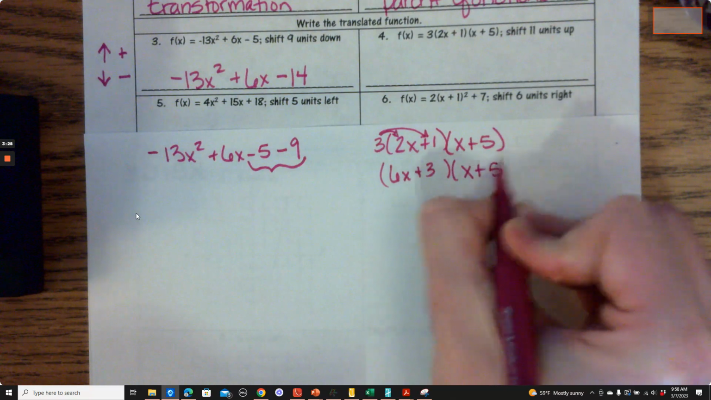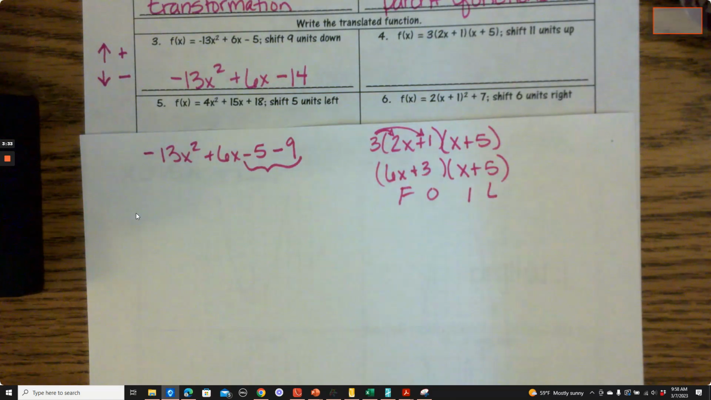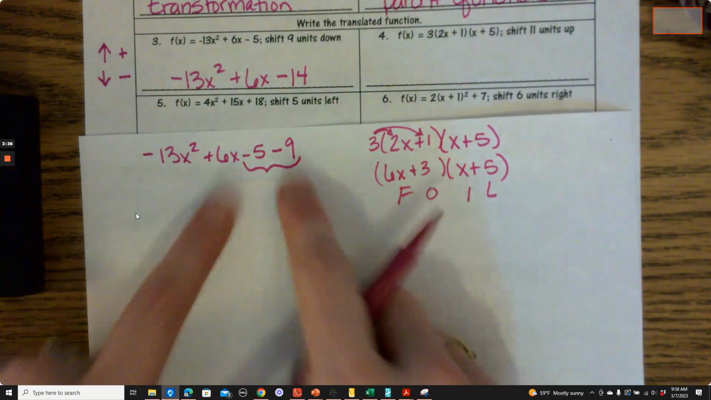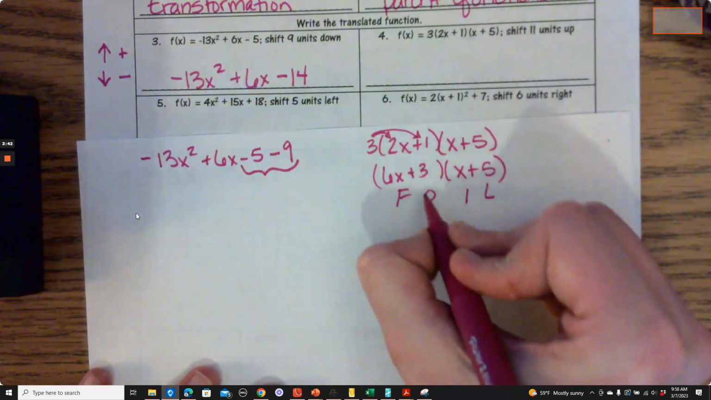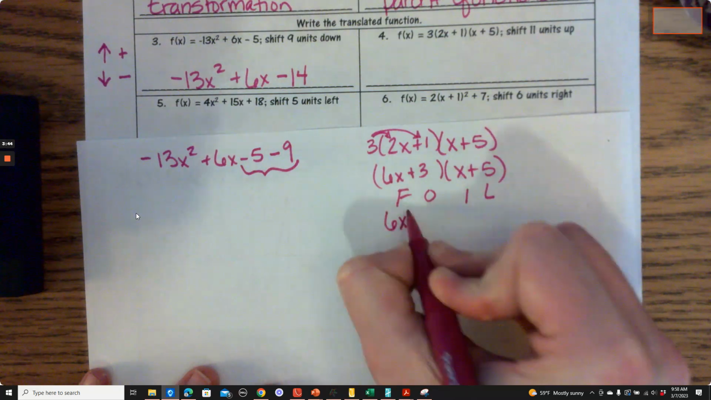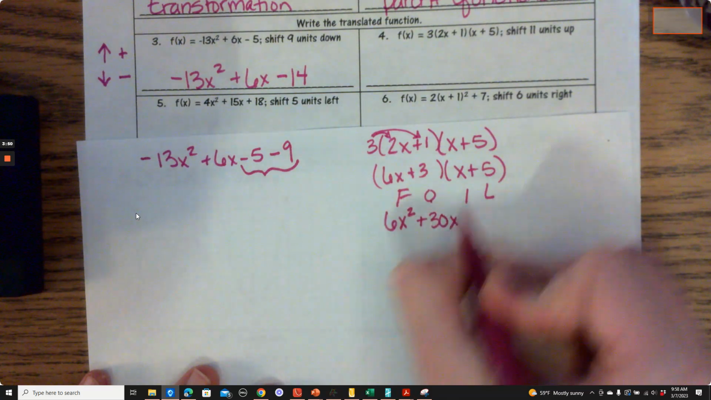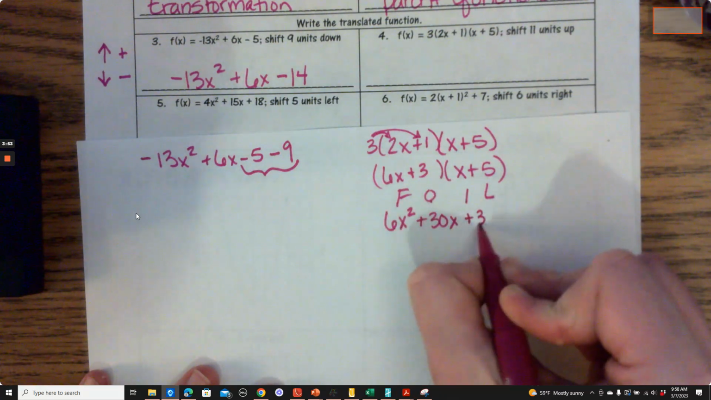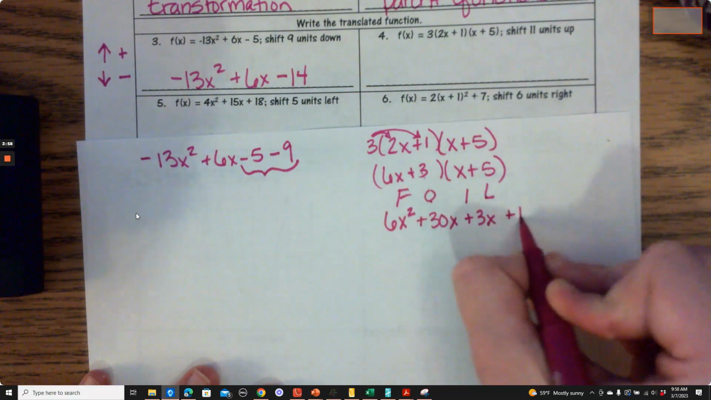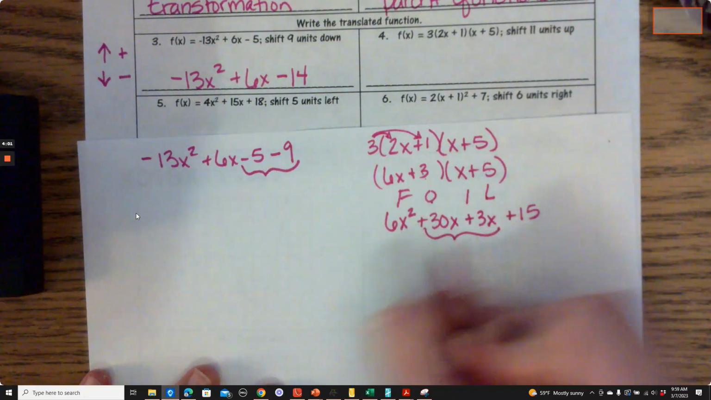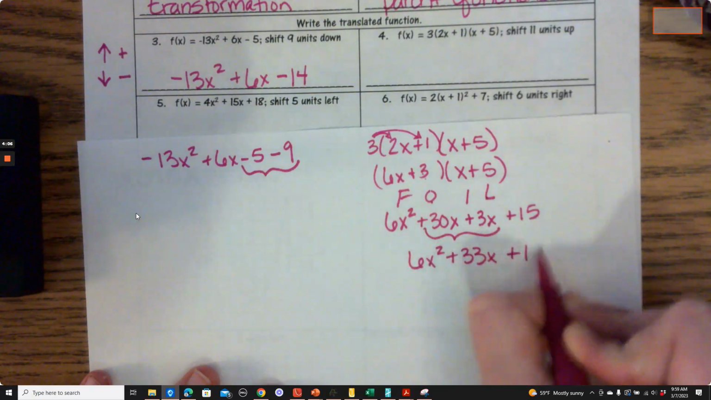All right, so here's what I have now. And then I FOIL it. So it needs to be in standard form. Before I do anything to a function, shifting it mathematically, it needs to be in standard form. All right, so first, 6x times x is 6x squared. Outside, 6x times 5 is 30x. Inside, 3 times x is 3x. And then L for last, 3 times 5 is 15. Combine like terms. 30 plus 3 is 33x plus 15.